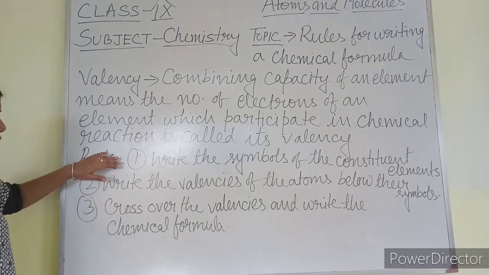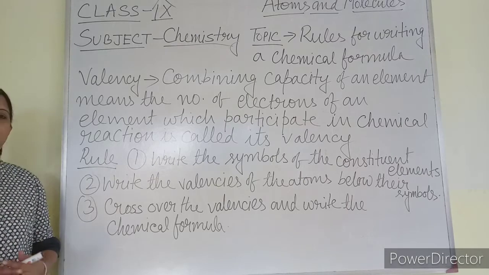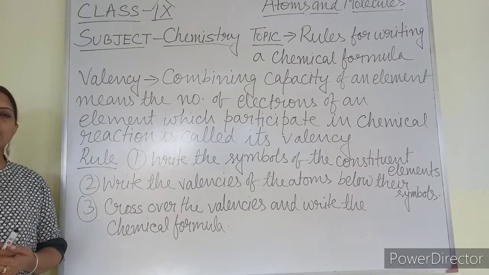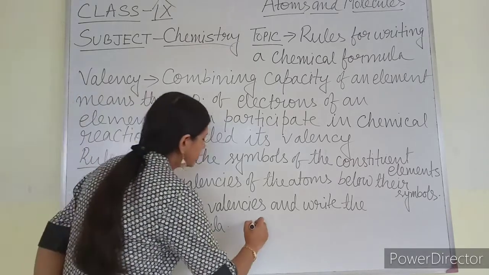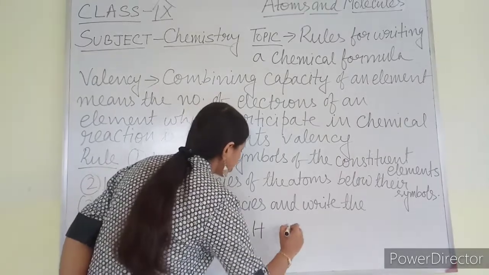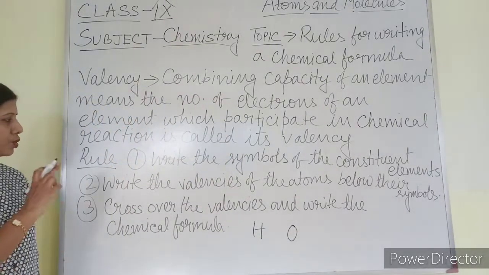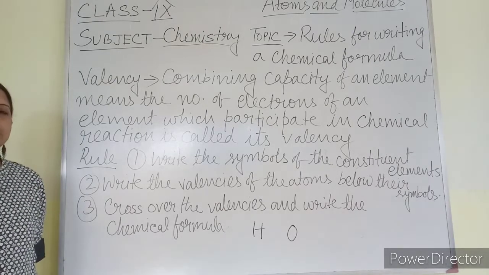Now what are the rules to write down the chemical formula of a compound? I have to follow 3 rules. First, you have to write down the symbol of the constituent elements. Suppose water. So the constituent elements are what? Hydrogen and oxygen. So I will write down the symbols of hydrogen and oxygen because these two combine to form water. So rule number 1, write down the symbols of the constituent elements.